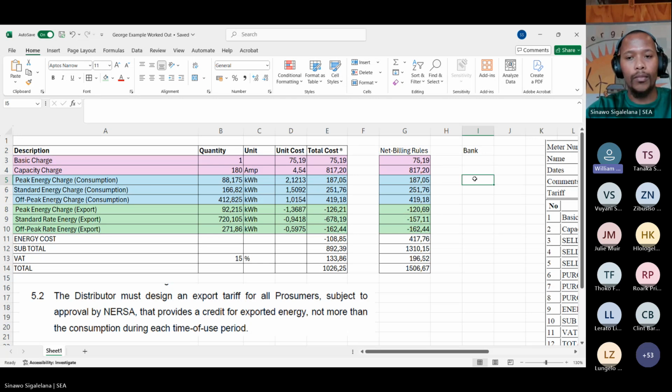So that's my first question. Whether the banking must take the same as the way it was banked, must it also be split the same if it's carried over to the next month?